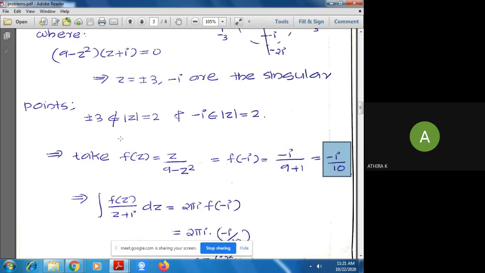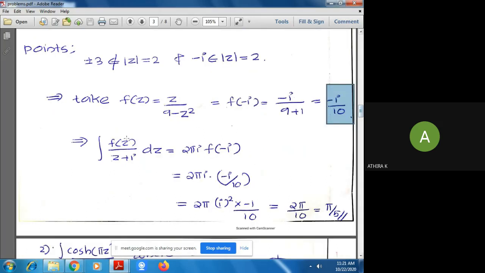F of z is equal to z divided by 9 minus z square implies f of minus I is equal to minus I divided by 10. Now, our integral of f of z divided by z plus I dz is equal to 2 pi I into f of minus I. This is equal to 2 pi I into minus I by 10.